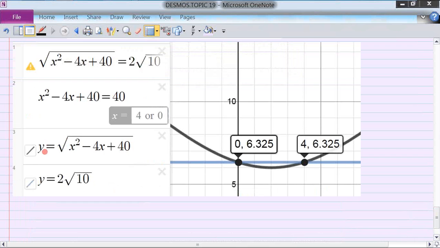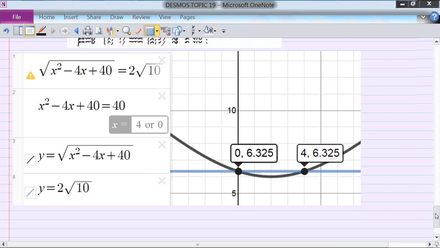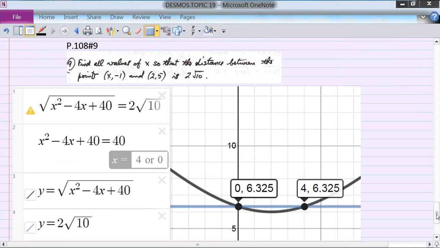So if I plot this, this dark line is this line right here, and y equals 2 root 10 is this line right here. The intersection is at x equal to 0 and x equal to 4. So there are two solutions to this.